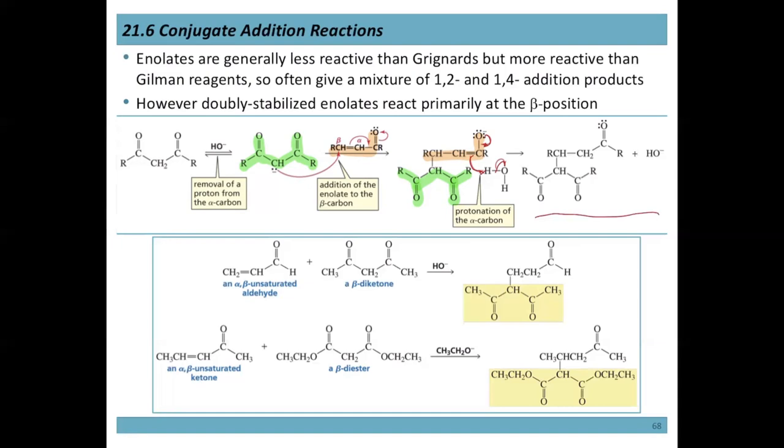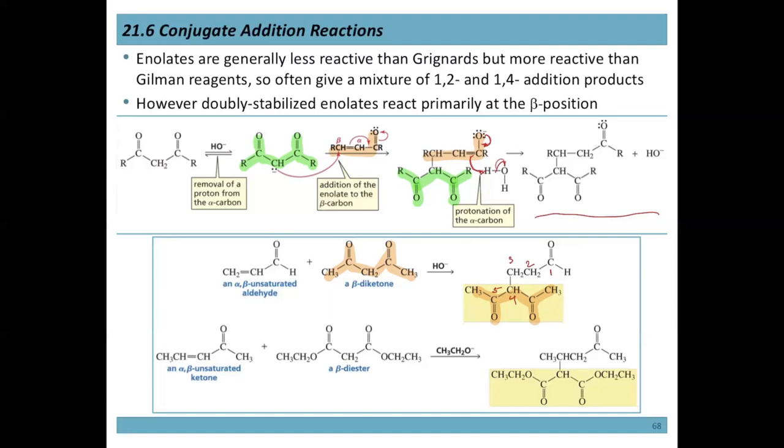So the key to this is that we're adding our enolates to the beta position. And again, you start looking, and now we've got lots of complexity in our molecules. We've got 3 different functional groups there. Notice the arrangement of these carbonyls here. We end up with a 1, 2, 3, 4, 5, a 1,5 dicarbonyl compound.